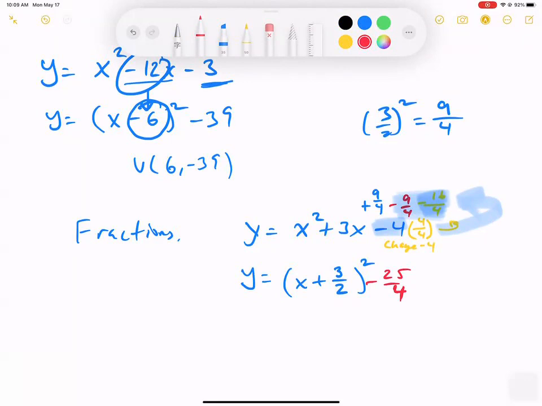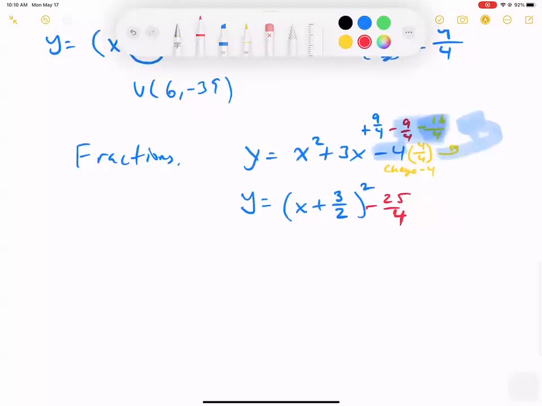We're going to do this again. Here we go. Y is equal to x squared minus 5x minus 6. X squared minus 5x minus 6. Okay, so let's complete the square.